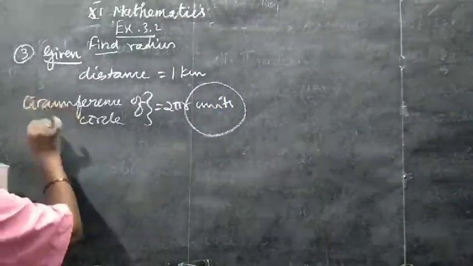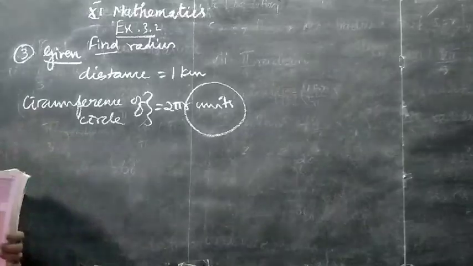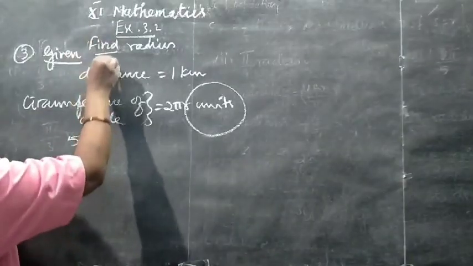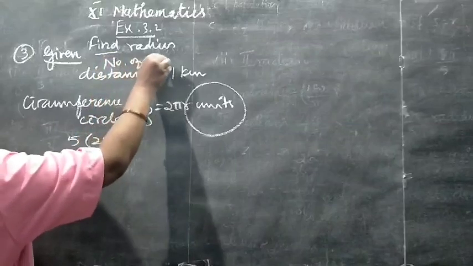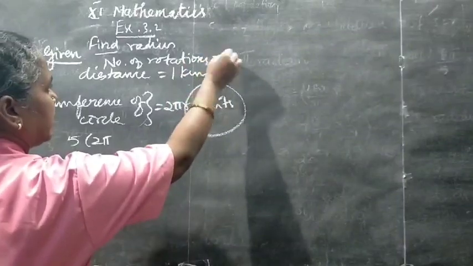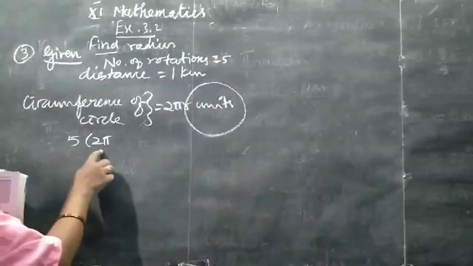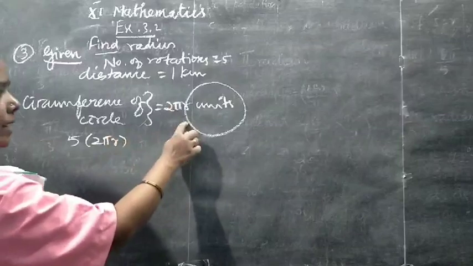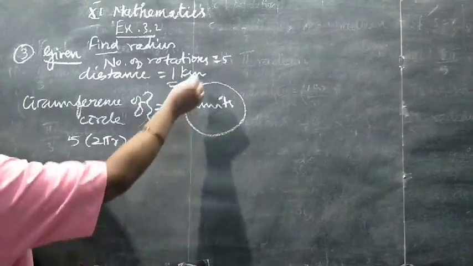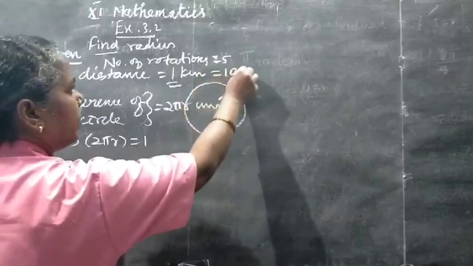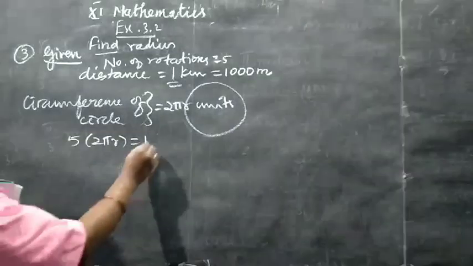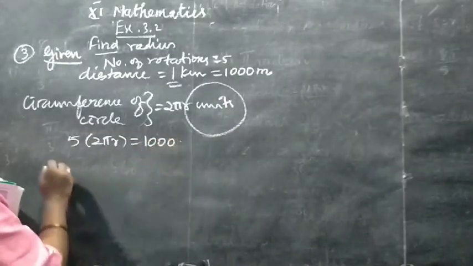So how many times is he covering the circumference? 5 times. So 5 into 2πr, number of rotations. One more data you can write here, number of rotations. How many times? 5 times he is running. Okay? So 5 times the circumference of the circle is nothing but 1 kilometer. 1 kilometer we can convert as meter, 1000 meter. 1 kilometer is equal to 1000 meter, we all know that. So 1000.